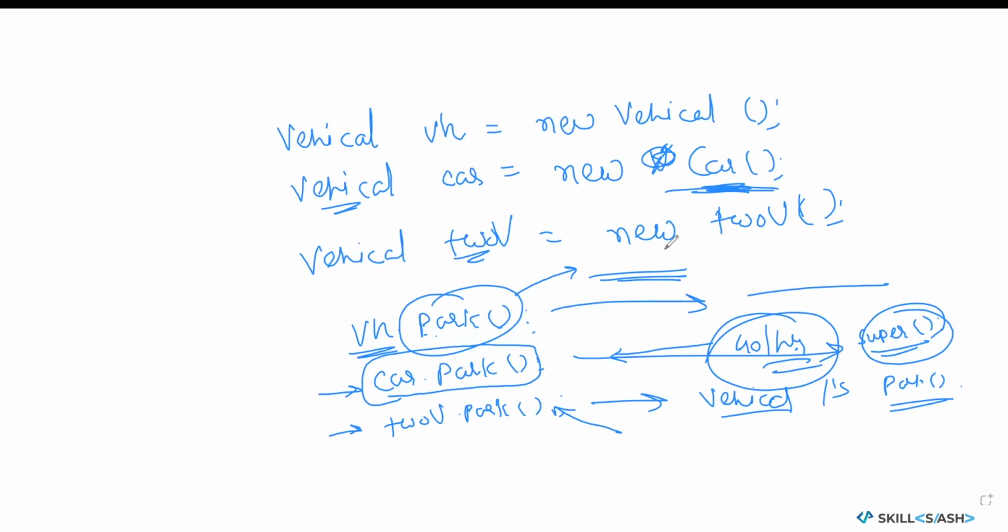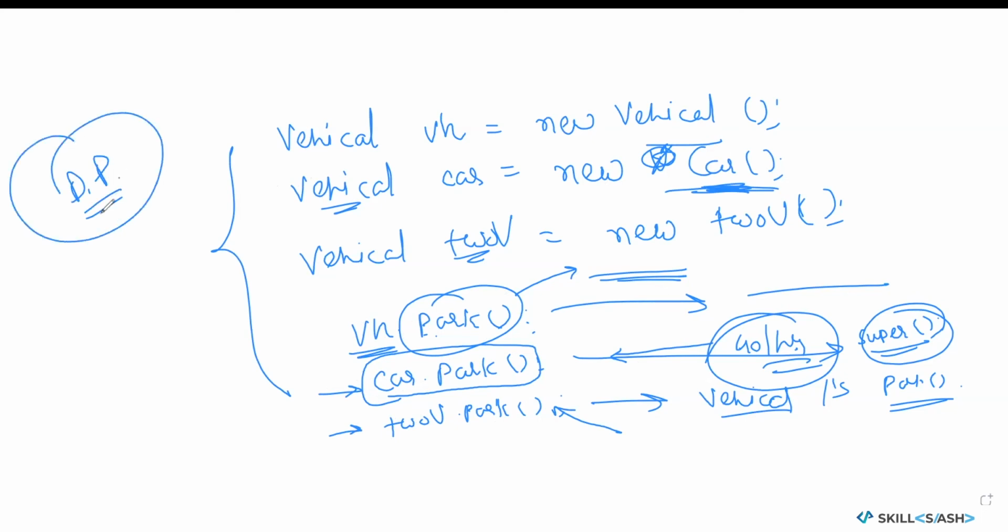In this way, you can create multiple relationships with type Vehicle. Understanding these concepts clearly is important, because on top of these OOPS concepts, your design principles and design patterns are created. So understand very clearly in which way I'm creating the objects, which way I'm calling, which method is the polymorphic method, and why I'm creating this.